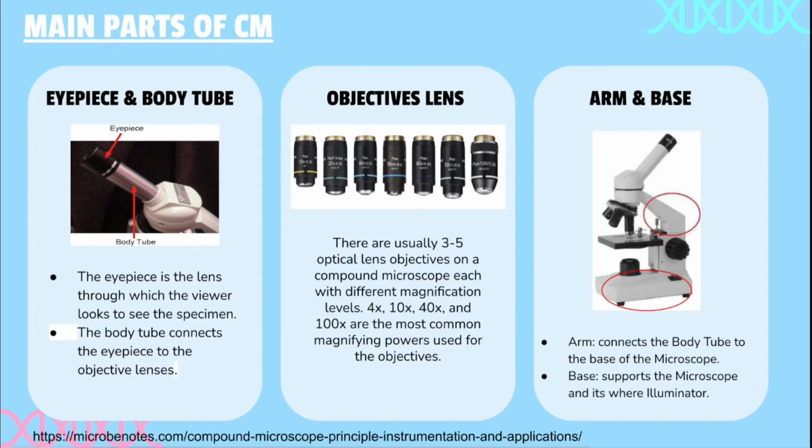Next, the objective lens, which is a very important component in a microscope. They are the closest to the specimen, and a standard compound microscope usually has 3 to 4 objective lenses with different magnification levels. 4, 10, 40, and 100 are the most common magnifying powers used for the objectives. And the color line here, as you can see from the picture, shows a different magnification power that will be further elaborated.